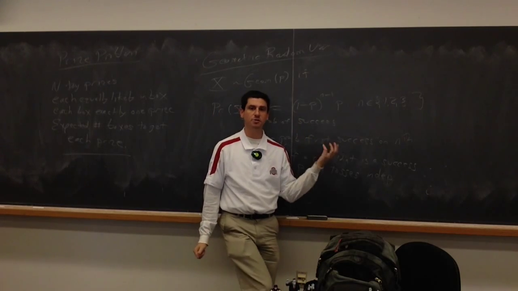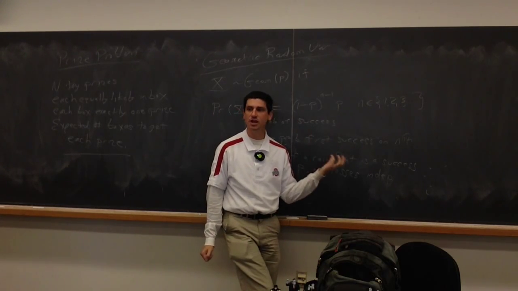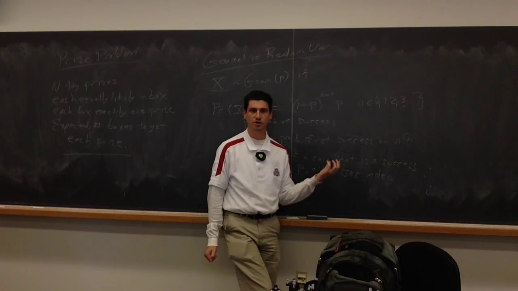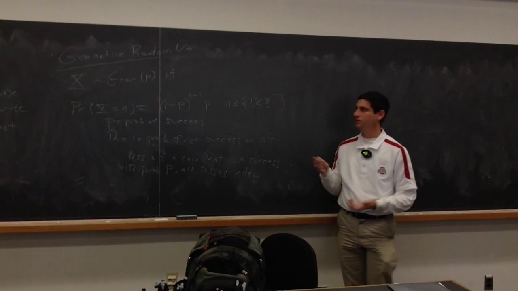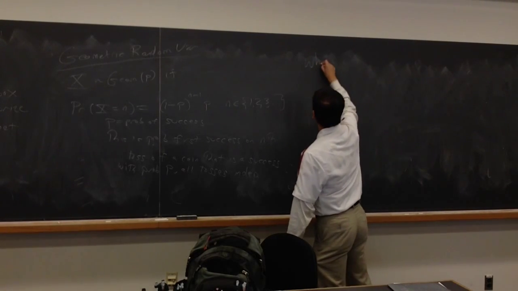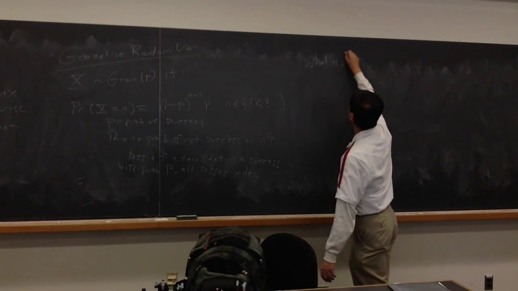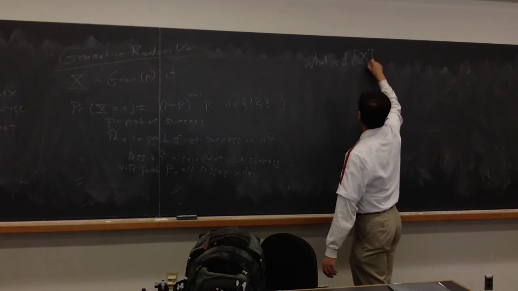Whenever you see a random variable, the very first thing you should ask yourself is, what is its mean? What is the expected value? What's the next question you should ask after the mean? Variance or the standard deviation, right? Either one is a fine second question. So what is the expected value of x?